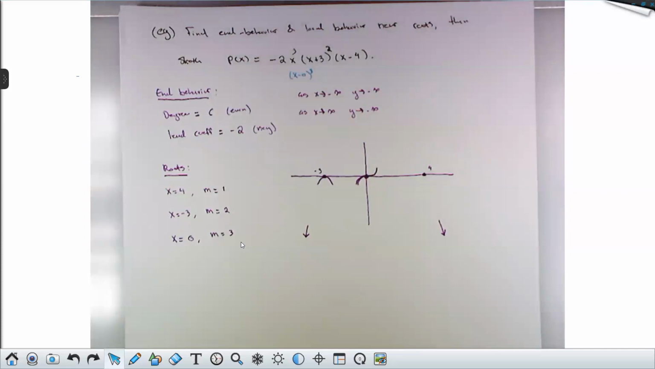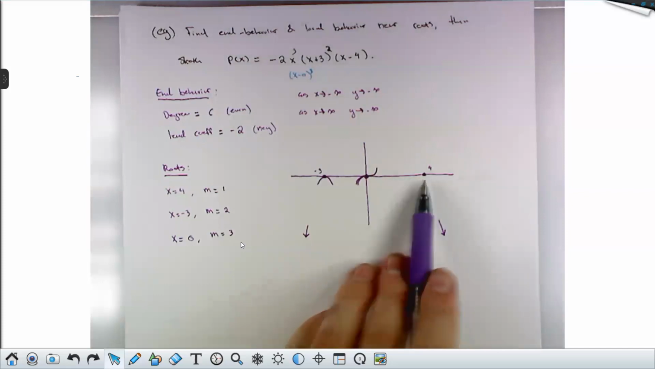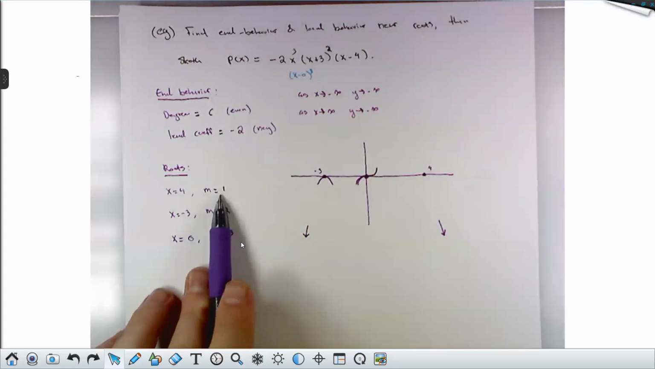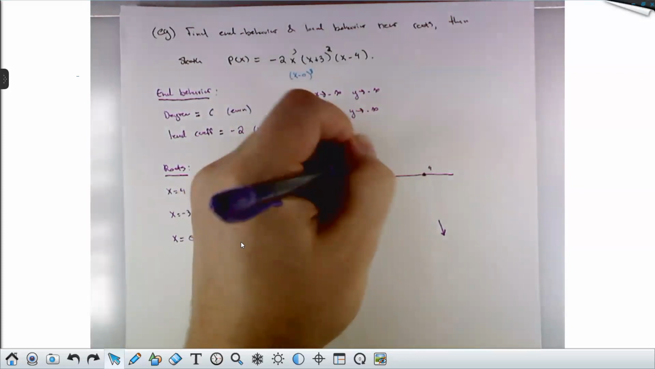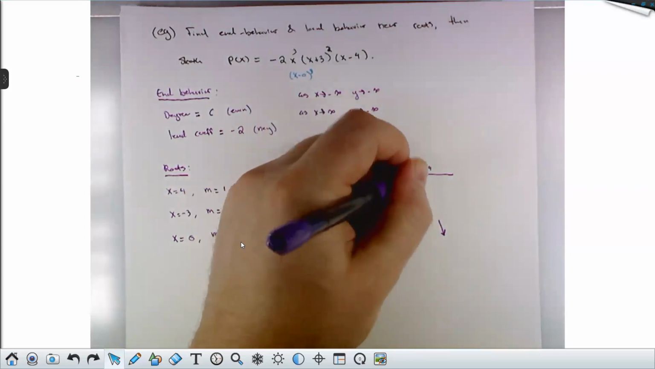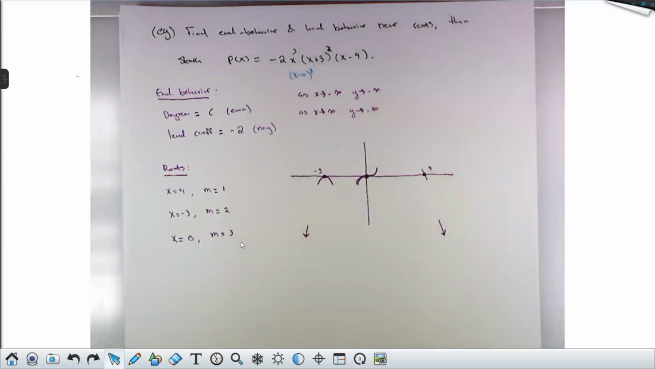And then we play the same game for the last one over here, 4. So x equals 4 is a root, the multiplicity is 1. That means it either crosses like this or like this. And because we're arriving from above and we have to leave below, I know it's like that.